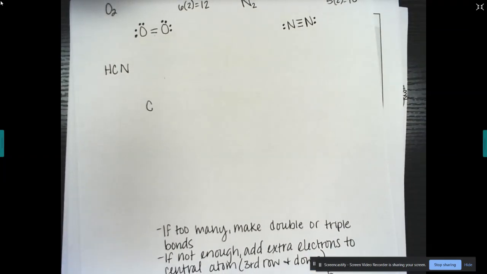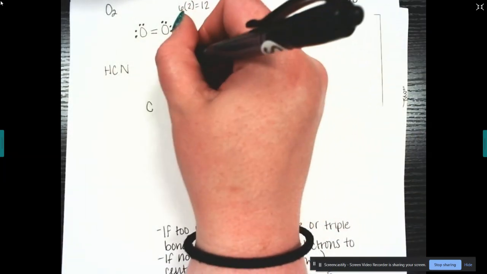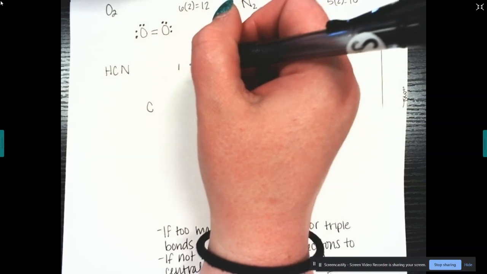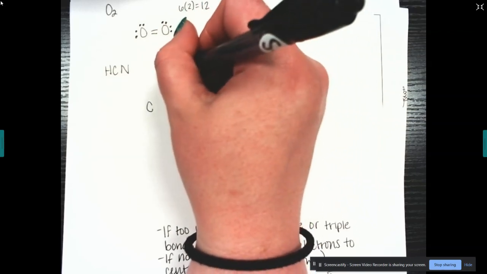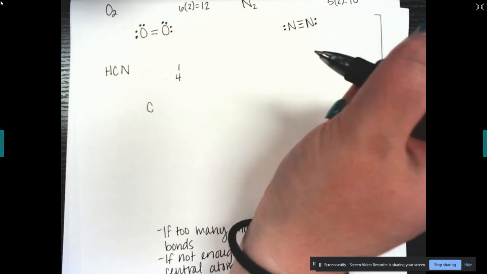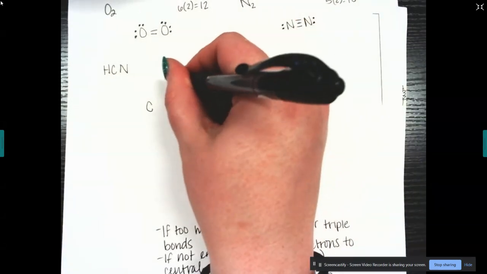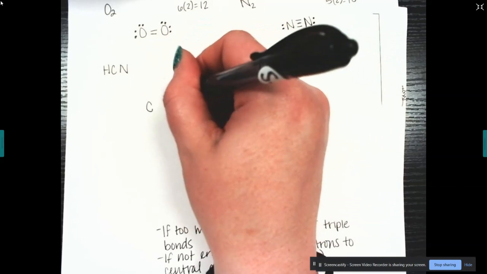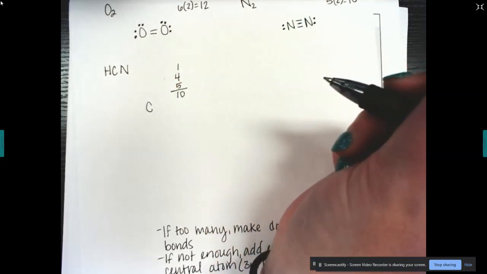All right, then let's count up my valence electrons. How many from the hydrogen? 1. How many from the carbon? 4, because it's in group 14. How many from the nitrogen? 5. What is that total? 10. So I can have 10 in my drawing.